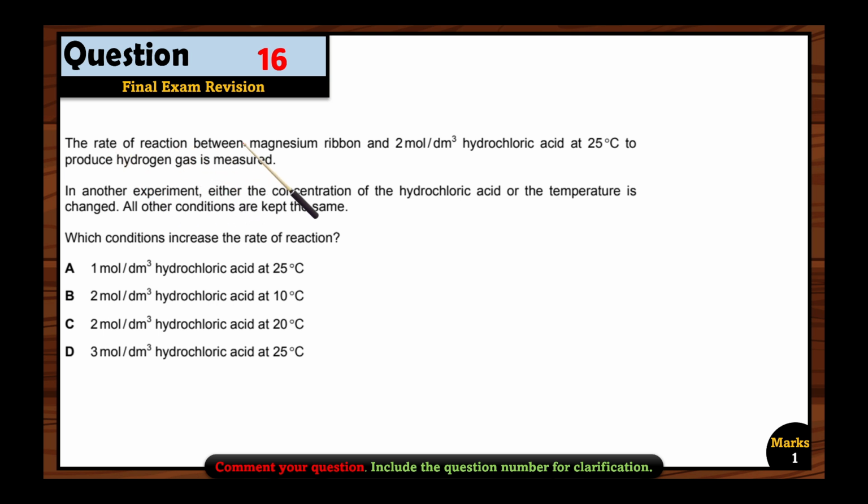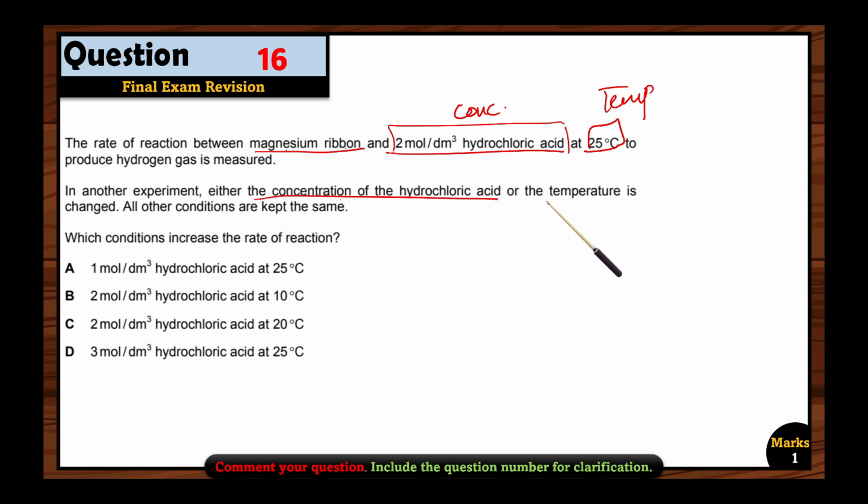Question 16. The rate of the reaction between magnesium ribbon and 2 mol dm cubed of hydrochloric acid, so this is actually the concentration, right? At 25 degrees, this is the temperature, to produce hydrogen gas is measured. In other experiments, either the concentration of hydrochloric acid or the temperature is changed. So they are changing these two things. The magnesium ribbon is the same, right? All other conditions are kept the same. Which condition increases the rate of reaction? So if you increase the concentration and increase the temperature, the rate of the reaction will increase.